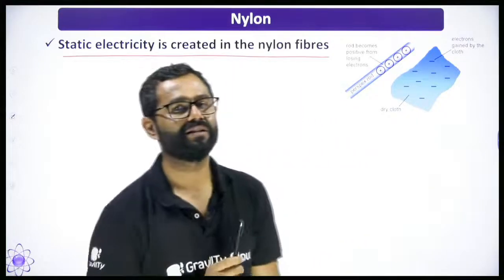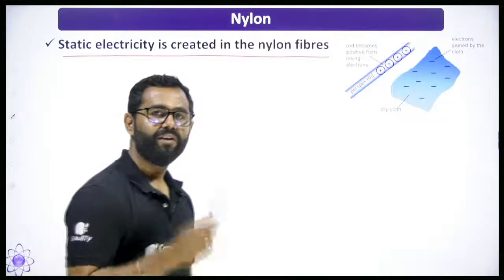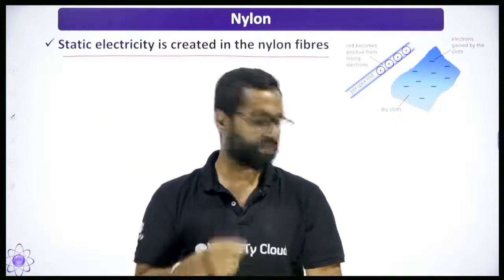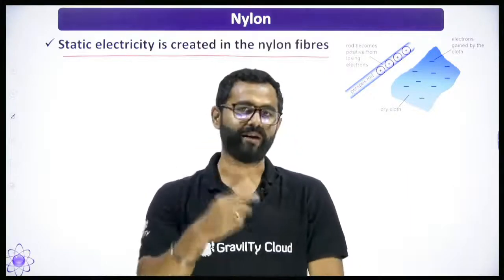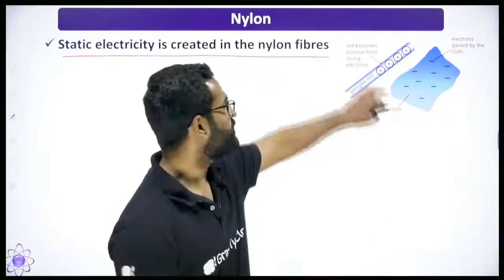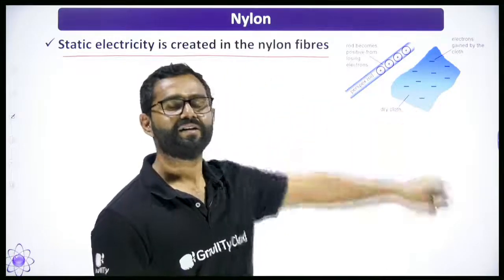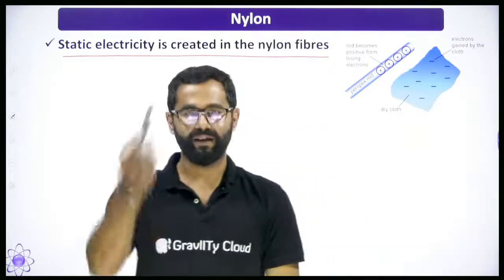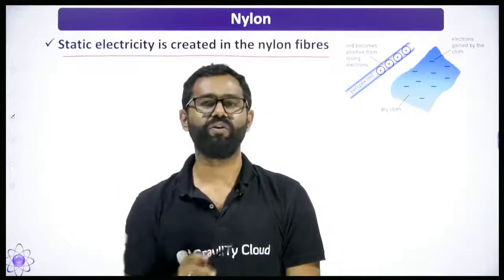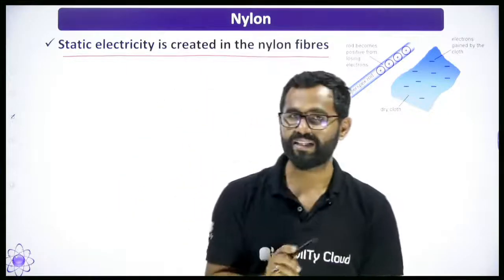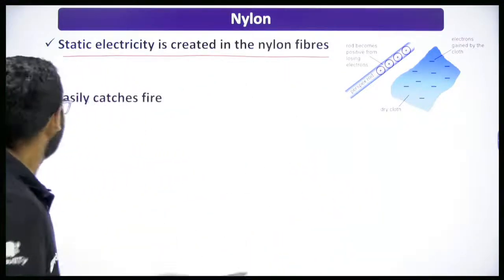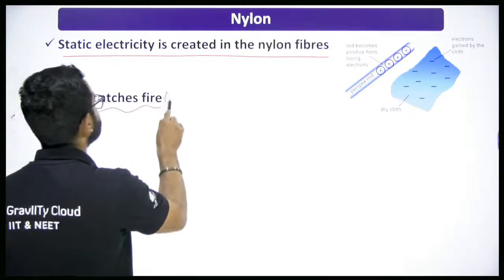Why did it happen? Because when you rub this pen on a nylon fiber, or we can say nylon cloth, suppose this cloth is of nylon, a static charge is generated, right? That charge will attract the hair. When you bring the pen close to your head, it will attract the hair on your head because of the static charge generated over the nylon fiber. Simple. Right? Also, nylon easily catches fire.